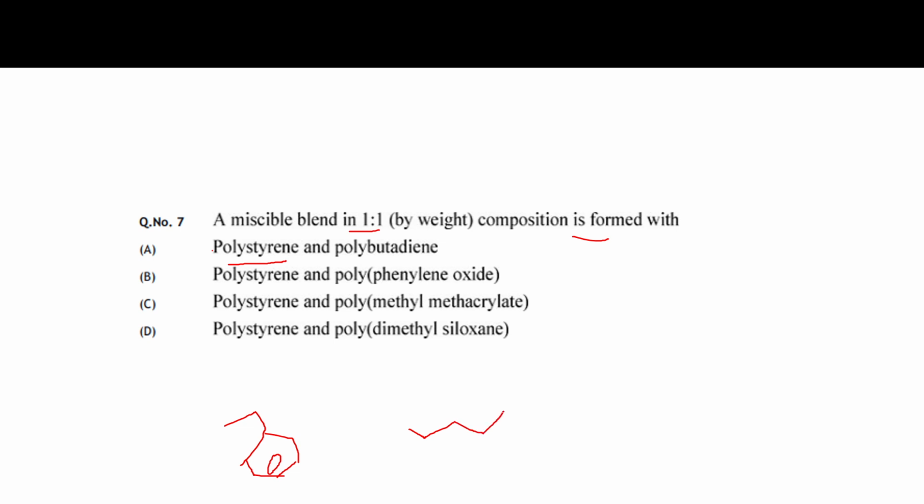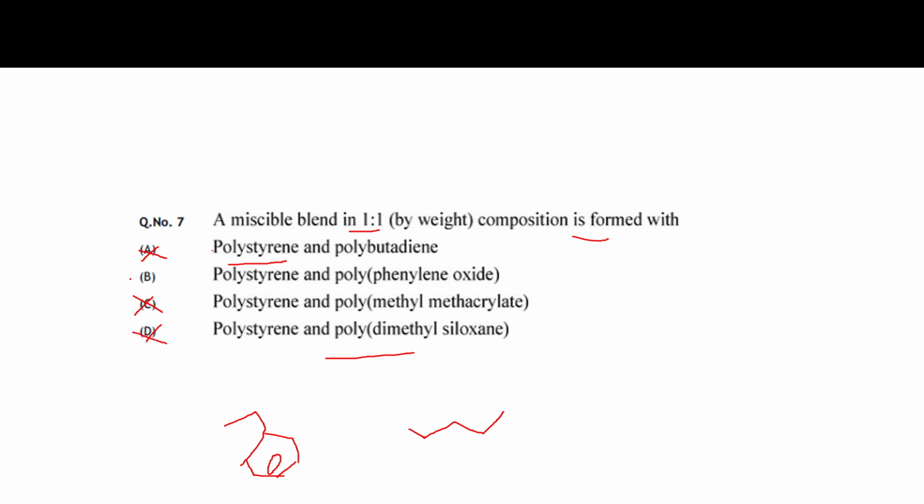Like this polymer, polystyrene polybutadiene is not a 1:1 miscible blend. Polystyrene methyl methacrylate is also not a miscible blend, because there are no benzene groups present in this structure. All of these are also not the right answer. Polydimethyl siloxane is also not the right answer.